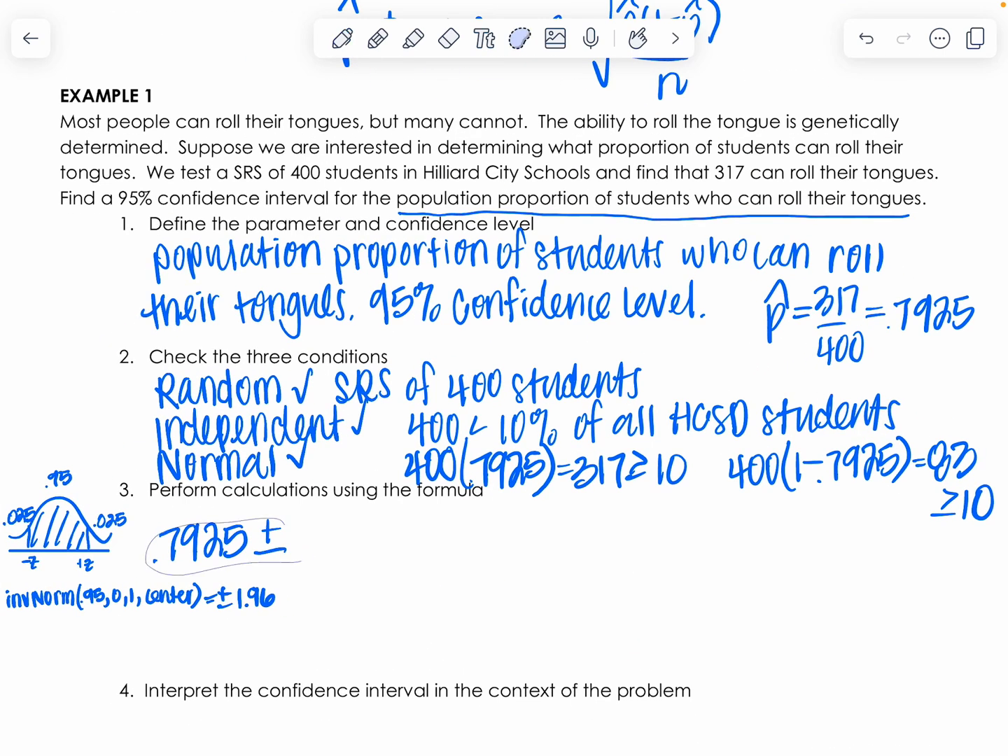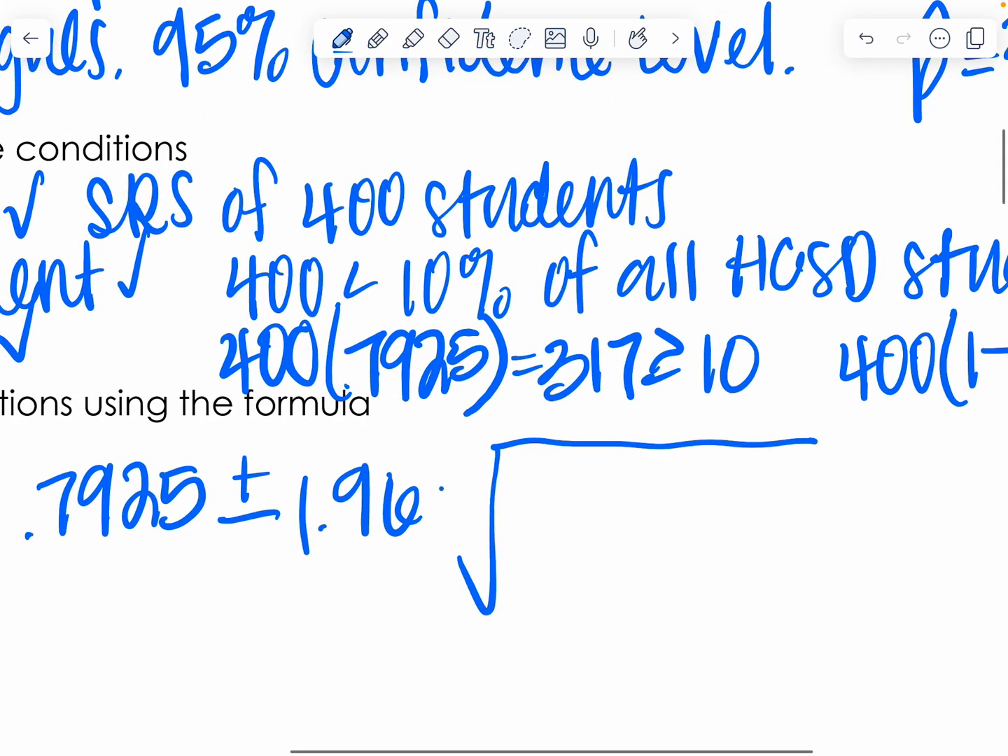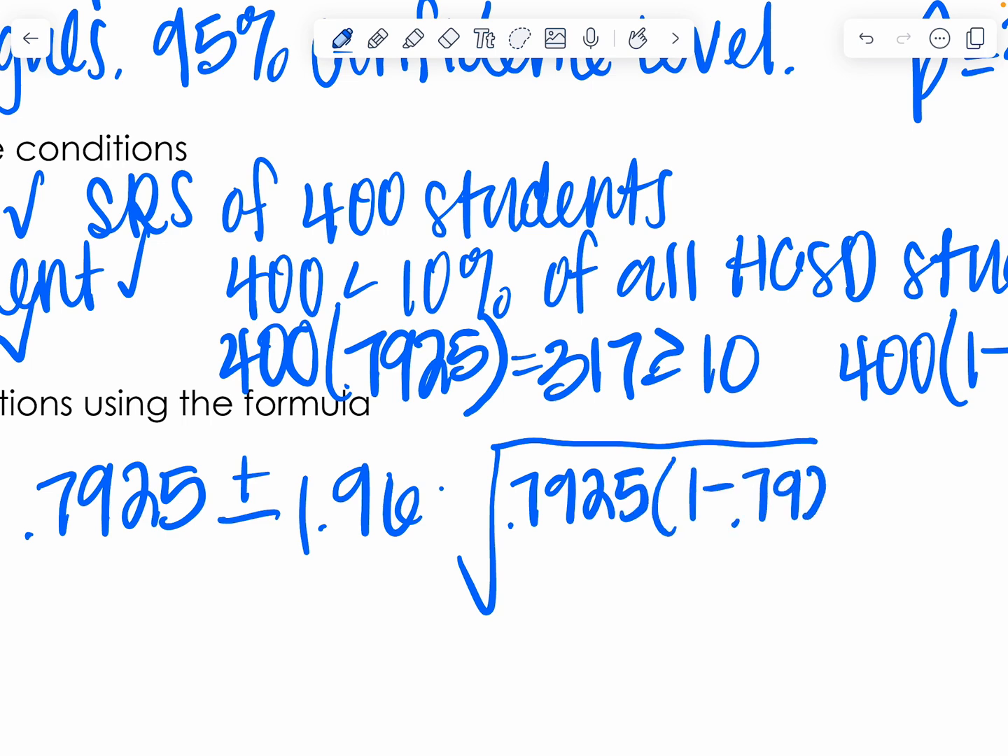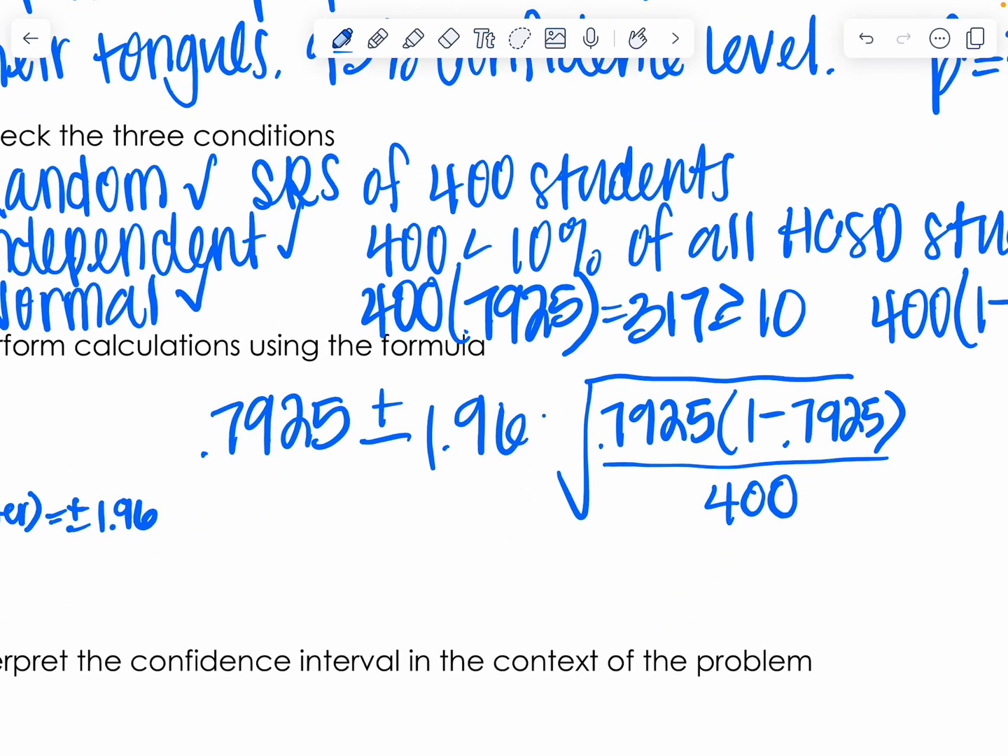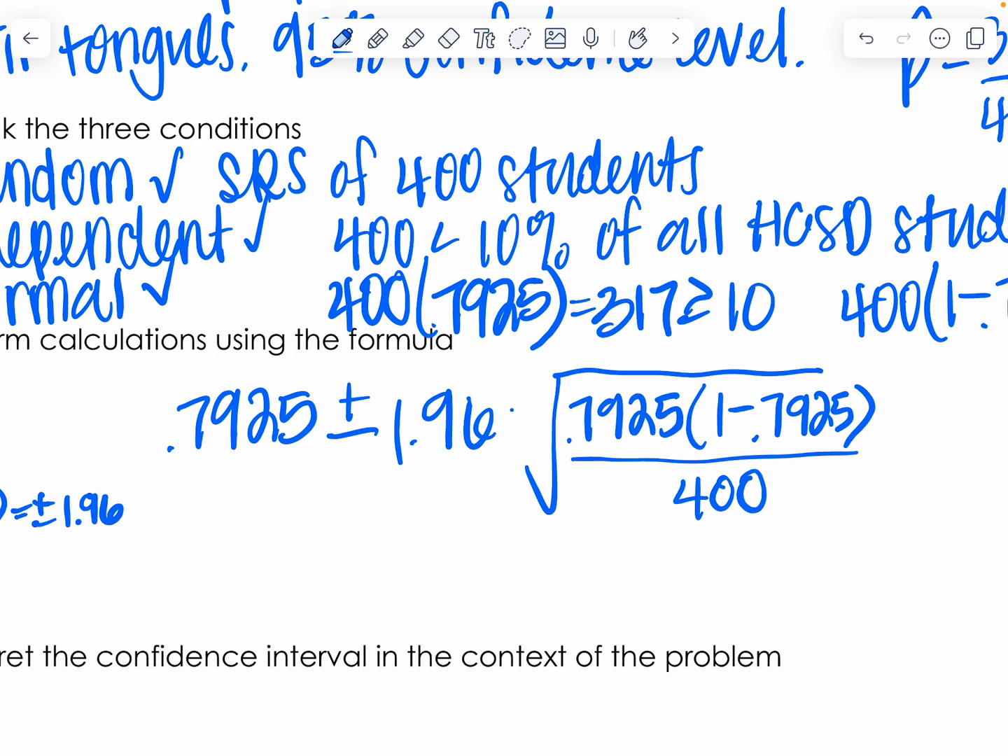So here, I'll scoot this over to here. Times the square root of p hat, 0.7925, times 1 minus p hat, over n was 400. Okay, so then I calculate that standard deviation in my calculator.